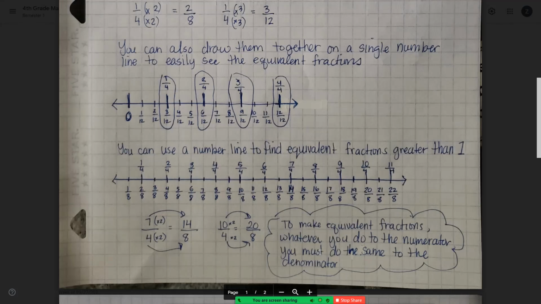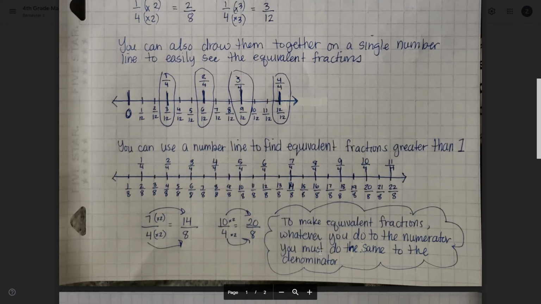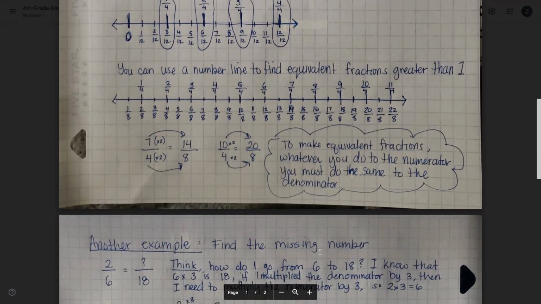So to make equivalent fractions, one of the things that you must remember is whatever you're doing to the numerator, the top number, you must also do to the denominator. You can't multiply one by one number and the other one by a different number. Your fractions are no longer equivalent. You have to remember that you're moving along these number lines equally in order for your fractions to stay equivalent.